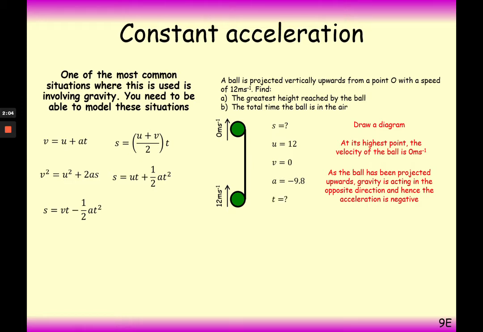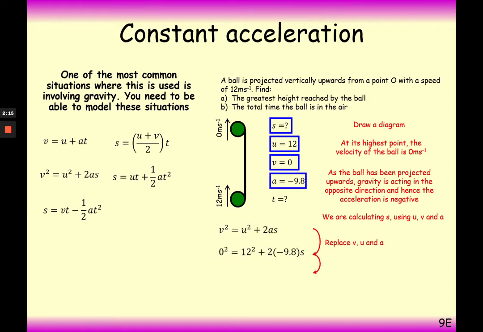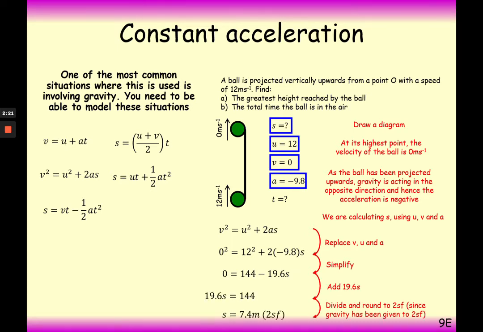Okay, so we're trying to find S. We've got U, V and A, so we can use V squared equals U squared plus 2AS. Sub in the values we've got and solve, and we'll get the greatest height reached by the ball is 7.4 meters. And we need to keep that to two significant figures because we've used gravity in there, which has been rounded to two significant figures. It would be inappropriate to give our answer to a higher degree of accuracy.